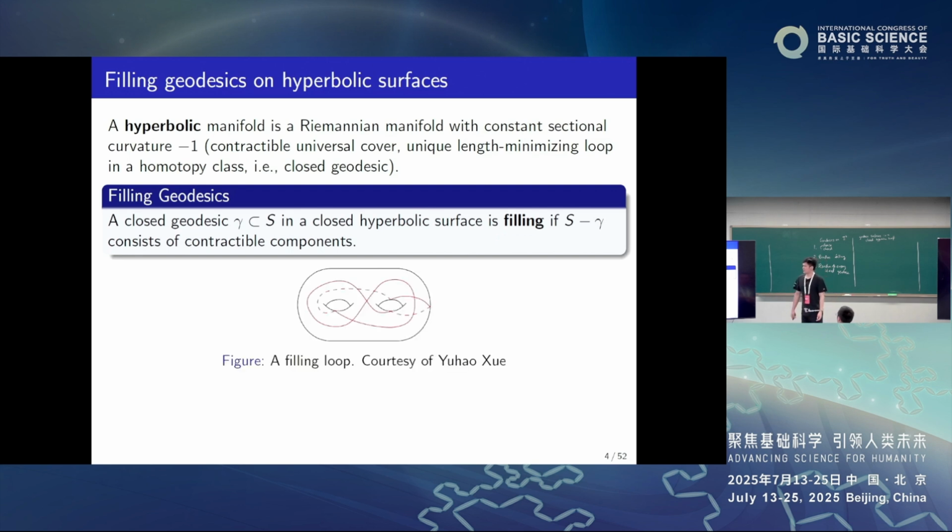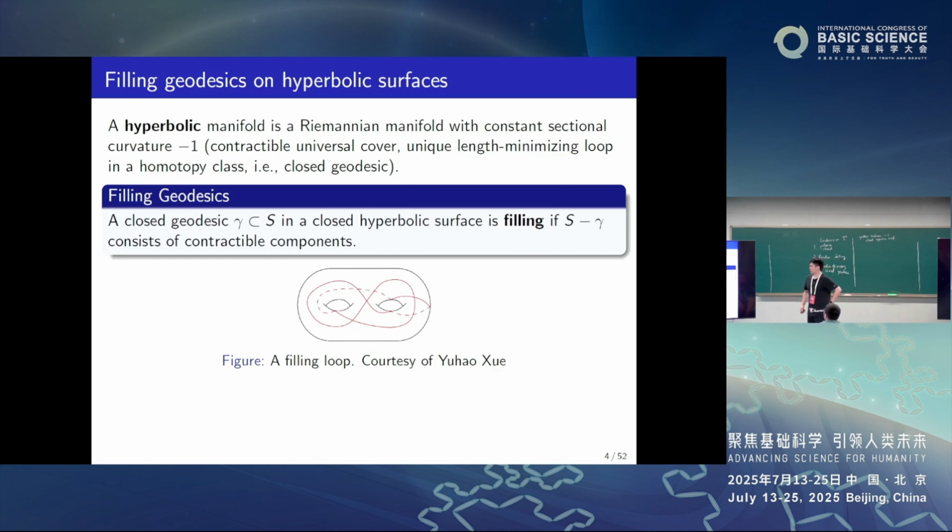So this is an example from my friend Yu Hao Xue. Basically, you look at this red geodesic. You can see that it actually goes through the surface in a careful way, so it destroys the topology of the hyperbolic surface. If you cut along a simple closed geodesic, that's not going to be filling, because it itself is a topology that has not been destroyed. So to create a single geodesic that's filling, you have to be careful.